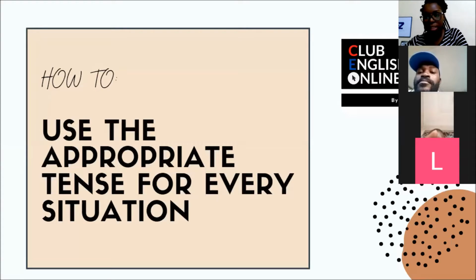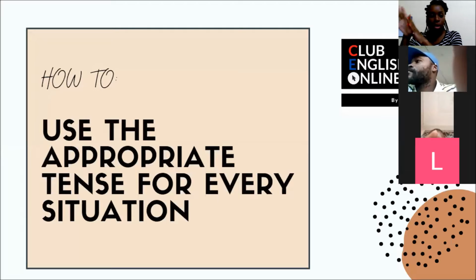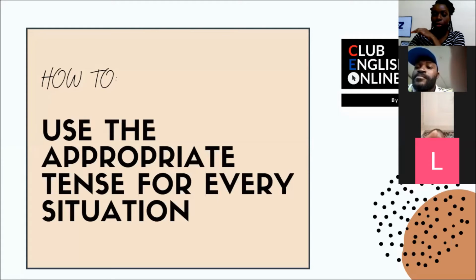So today's lesson is how to use the appropriate tense for every situation. You know that in every language we use sentences in different tenses. There's the present, there's the past, there's the future, etc. In English it's the same thing. And so that's what we're going to learn today.